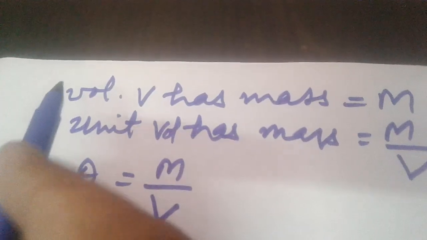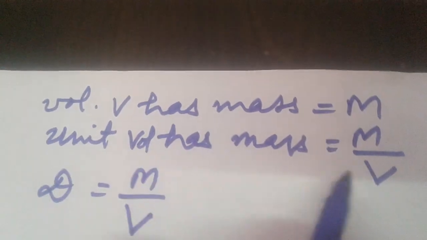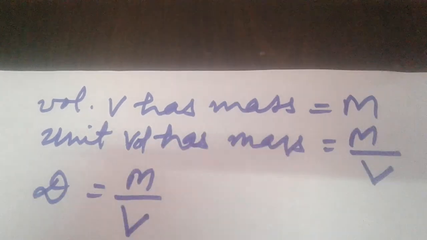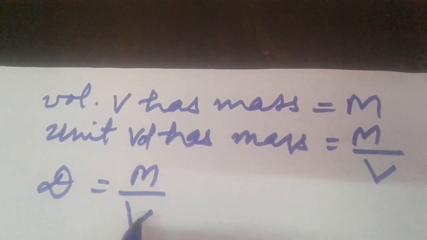The mass per unit volume of a substance is called its density. Suppose volume V has mass equals to m, unit volume has mass equals to m upon V. But mass of unit volume is called density, so D equals to m upon V.